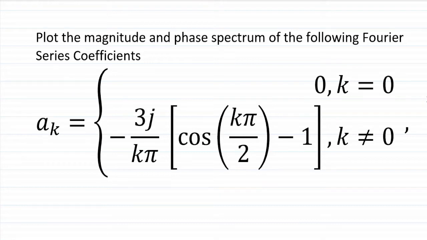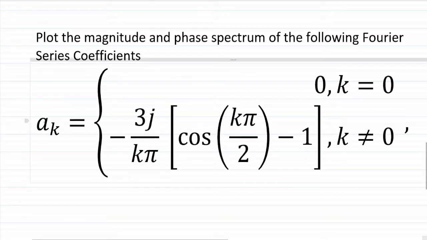In this video, we are going to look into the magnitude and phase plots of the Fourier series, whose coefficients a_k are expressed by this equation. In these coefficients, the DC value is set to 0. That is, whenever k is 0, we have a value of 0. And when k is not equal to 0, we have these coefficients. So let us see the magnitude plot until the third harmonic.